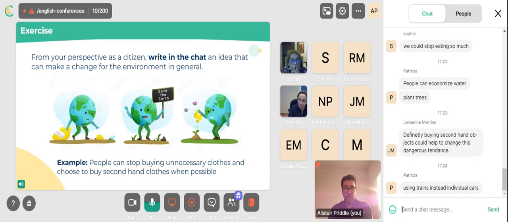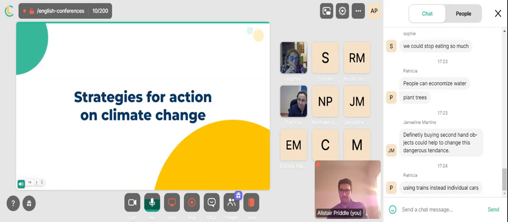So these are all good ideas for how we as individuals can try to make a change for the environment in general. Okay, guys, well, great. Great participation again. Fantastic. So we're going to look at some language for strategies for action on climate change, or what we can do.